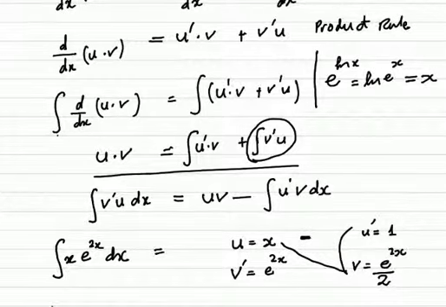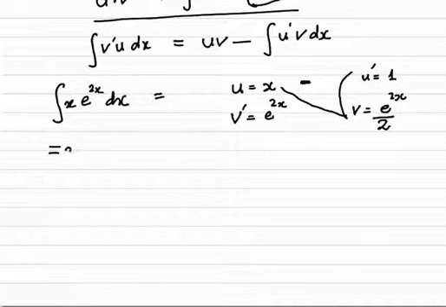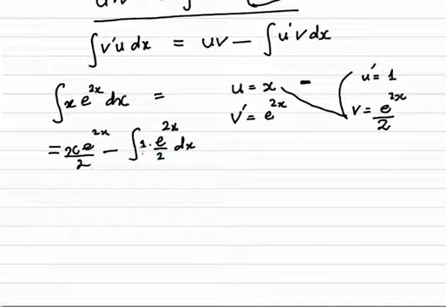So in this case, this is going to come up as x e to the power 2x over 2 minus the integral of 1 times e to the power 2x over 2 dx. You can see that 1 over 2 is a constant. You can take it outside the integral sign. Then we give x e to the power of 2x all over 2 minus half the integral of e to the power of 2x dx.